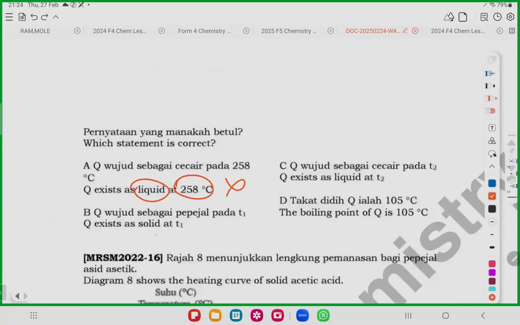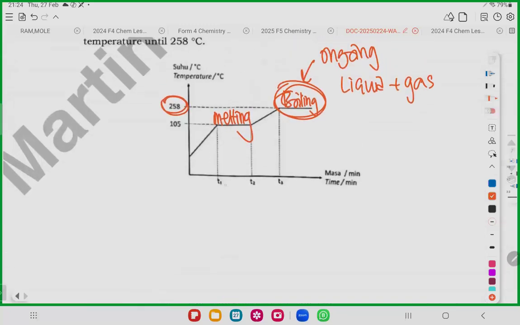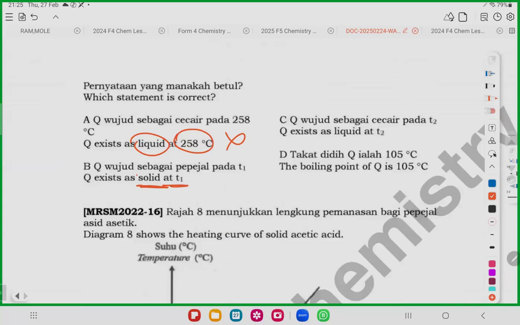B. Q exists as solid at T1. So where is T1? T1 is here. So T1 is on the horizontal line. So T1 is where the melting started. When melting has started, you already have solid and liquid. So you should already have solid mixing with liquid. But they say only solid. No, it should be solid and liquid.